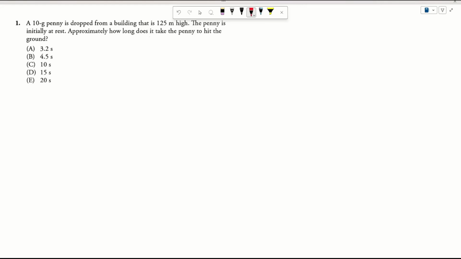In this problem, we have a 10-gram penny is dropped from a building that is 125 meters high. The penny is initially at rest. Approximately how long does it take the penny to hit the ground? Okay, as you can see, I am underlining three important things.